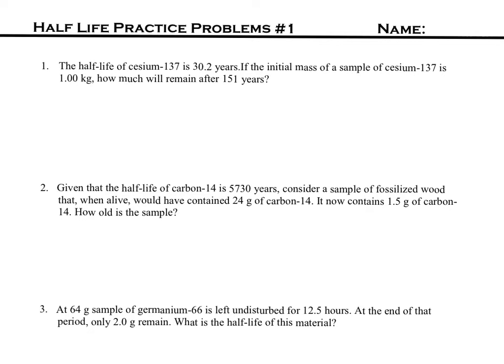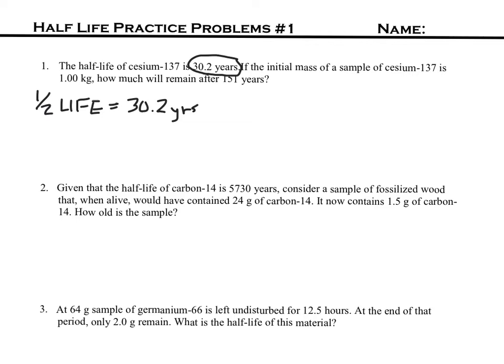So let's just simply start by reading. The half-life of cesium-137 is 30.2 years. So already I know that the time it takes for this cesium-137 to decay to half of what it was takes about 30.2 years. All right? So first of all, make sure you understand what a half-life is.